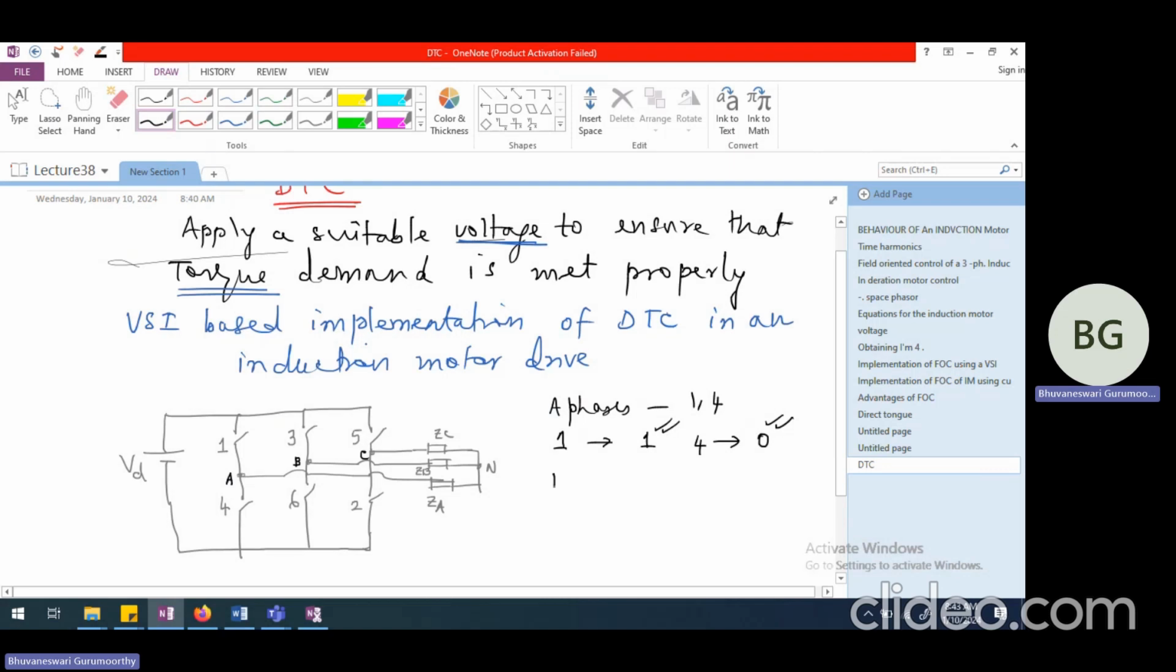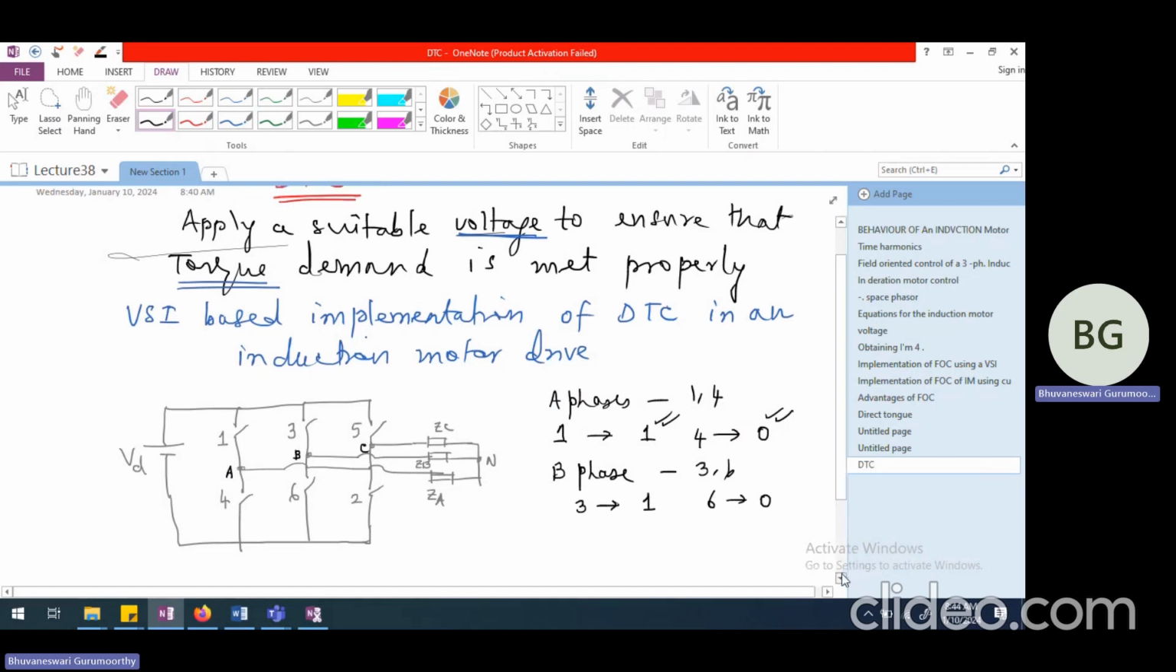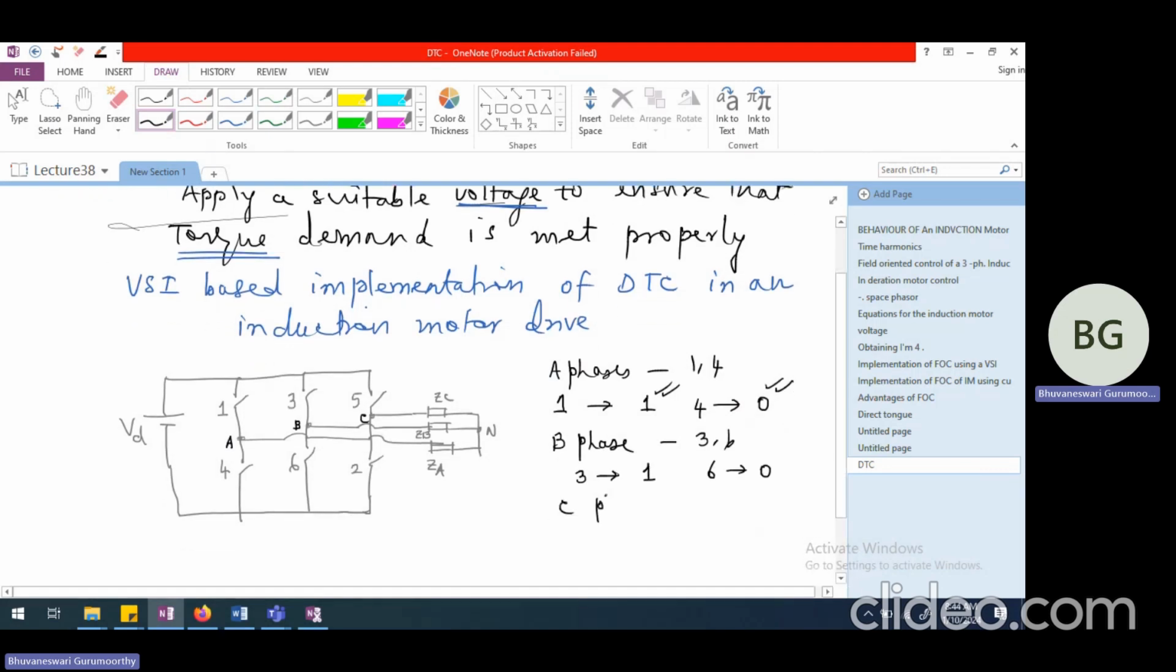In the same way, in B phase it can be 3 or 6. If 3 is closed, I'm going to call that position 1. B phase position is 1. Whereas if 6 is closed, I'm calling this position 0. The same way for C phase, if 5 is closed, I'm going to call that position 1. And if 2 is closed, I'm going to call that position 0.